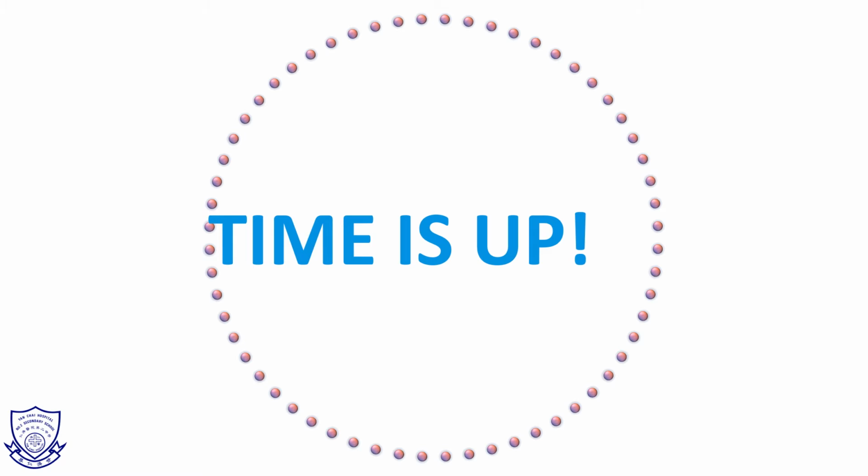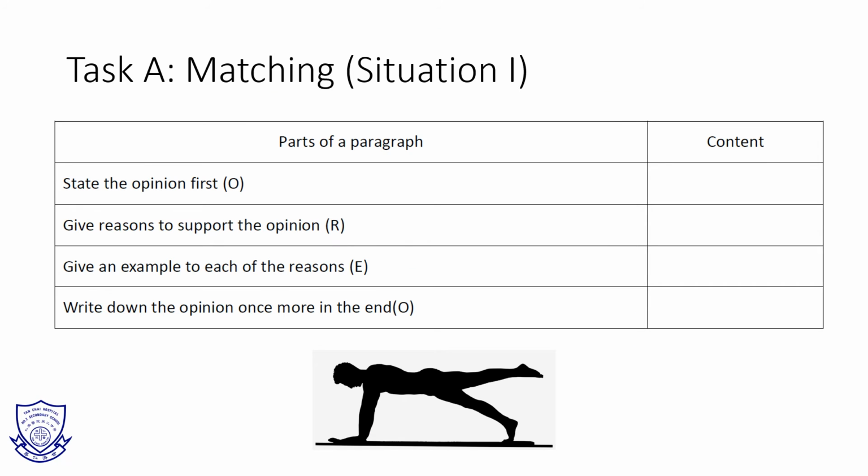Time is up. Let's take a look at the answers. On situation 1, the sentence that will state the opinion first is sentence C. The sentence that will give reasons to support the opinion is sentence A. And the sentence that would give an example to each of the reasons is sentence B. Naturally, the last sentence is sentence D.